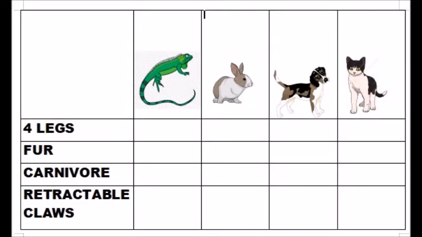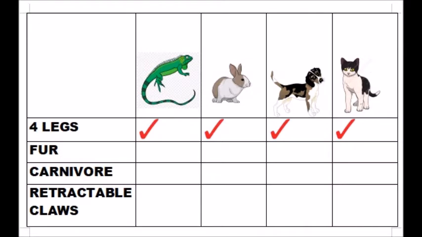So let's begin. We'll start by making a chart. You'll notice that on the left-hand side of the chart, I've written 4 legs, fur, carnivore, and retractable claws. And at the top, I've got 4 animals. I have the iguana, I have a common rabbit, a dog, and a cat. Now, to begin with, let's start making checks. Let's look at the 4 legs. Which animals all have 4 legs?